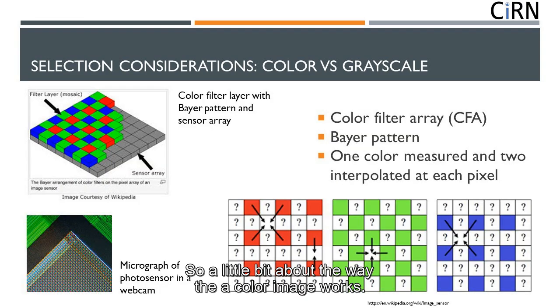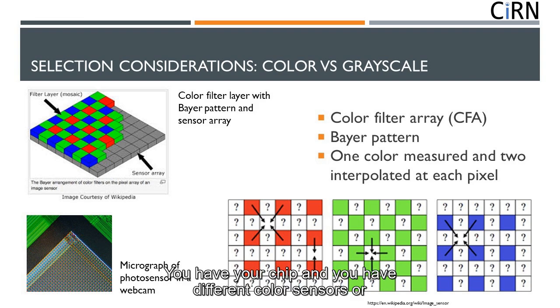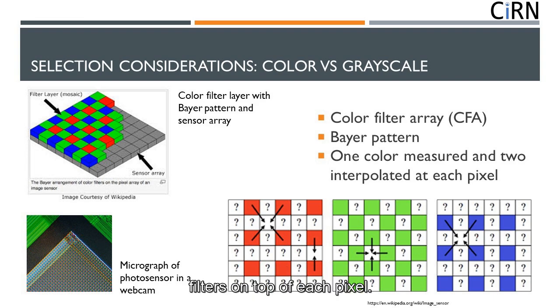So a little bit about the way a color image works. You have your chip, and you have different color filters on top of each pixel. So as you're sampling, you're actually sampling one color at each pixel and then interpolating the other colors at that location. That's called a Bayer pattern. This RGB pattern is named Bayer after the engineer who developed this approach of imaging. And this is just an example of what that RGB grid would look like if you actually zoomed in on a CCD chip.